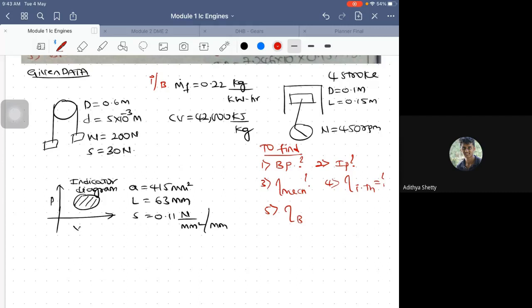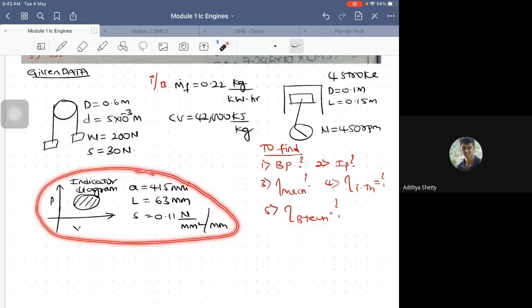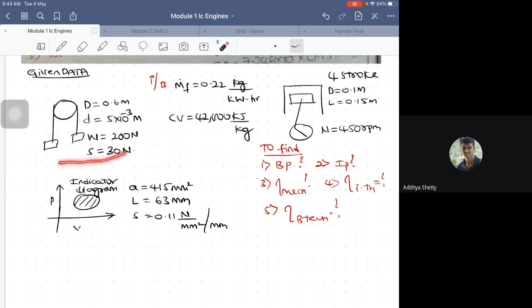So brake thermal efficiency, all these things have to be found out. So this is the overall problem here. If you write the data accordingly, see how I have segregated that data. I have written all the indicator diagram parameters at one end, which would be useful to graph, and the brake drum parameters at one end, the cylinder parameters at one end, and the fuel consumption parameters at one end. This is how you have to segregate the data so that you will not get confused. Is that clear?